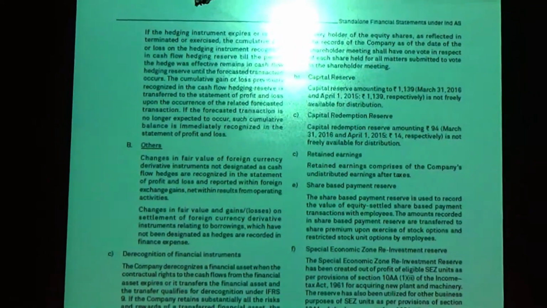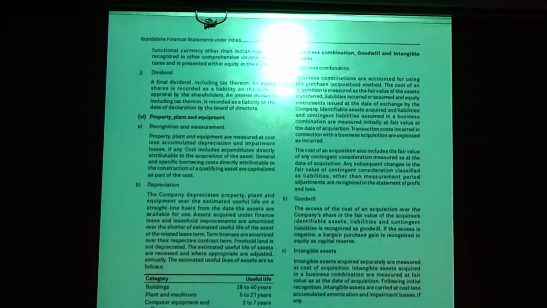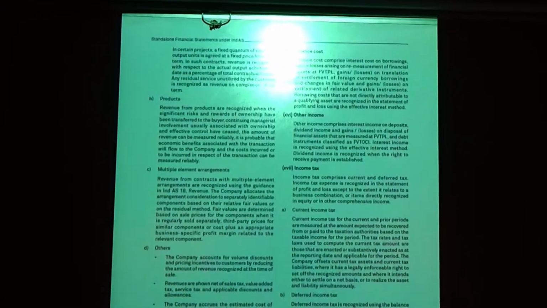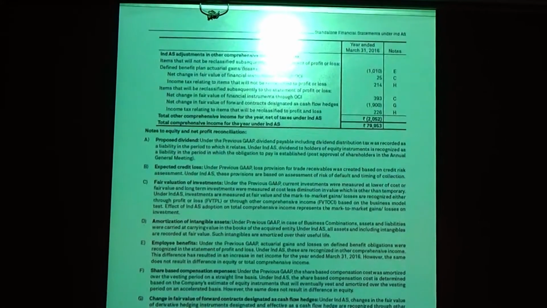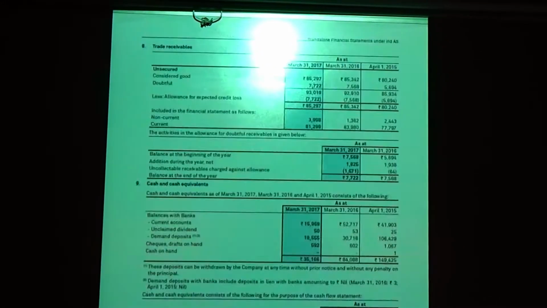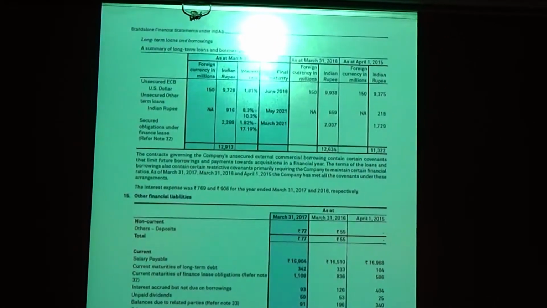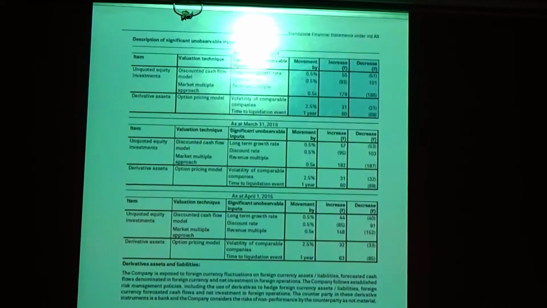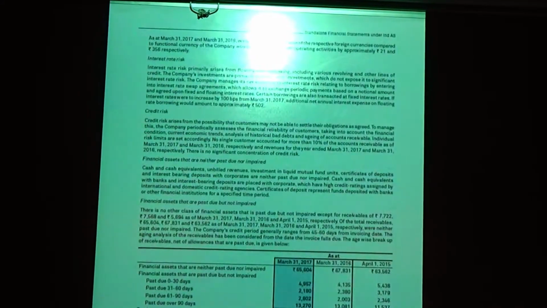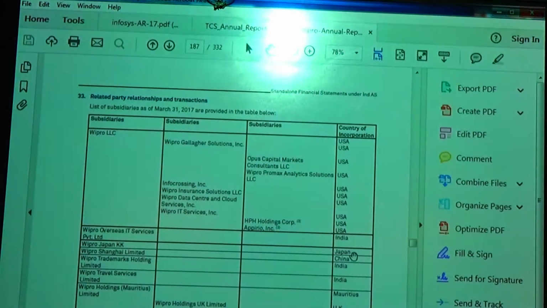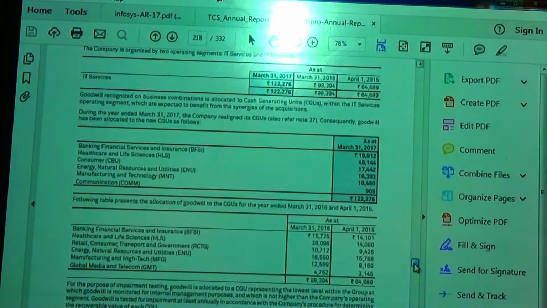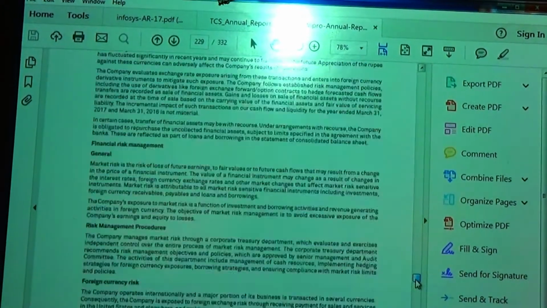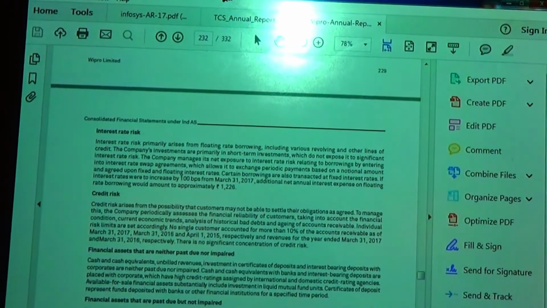Now these notes, the entire notes, must be read if you want to do a thorough analysis of the company. That's really important, that you have to read about the company's information. So that's the financial data that is available. This is how Wipro has been doing. Let us look at a few of the other reports also.